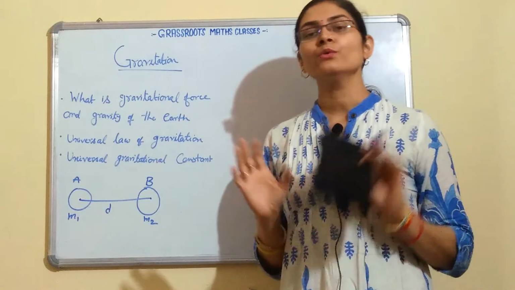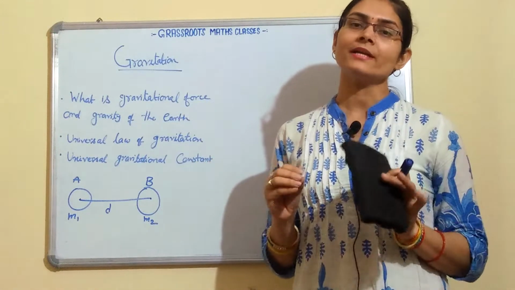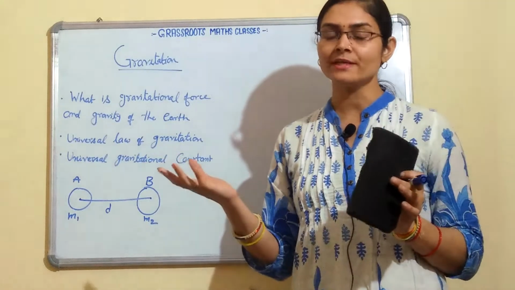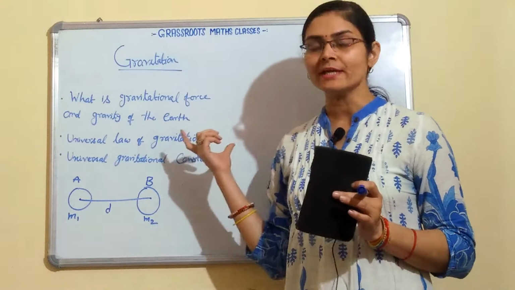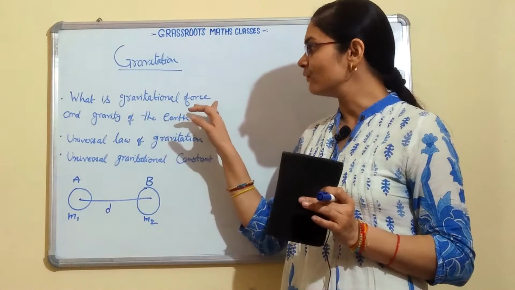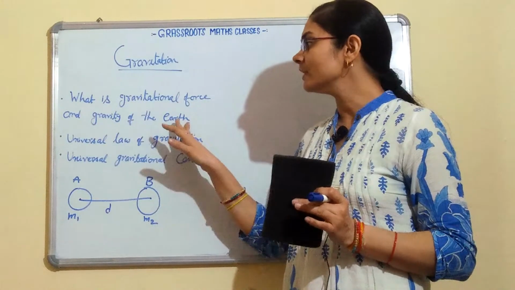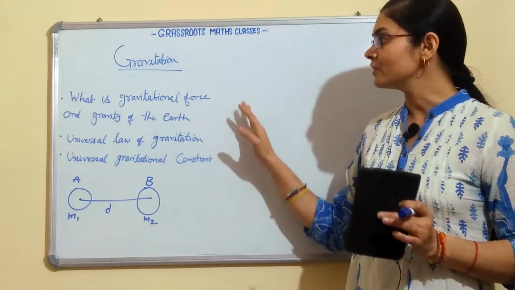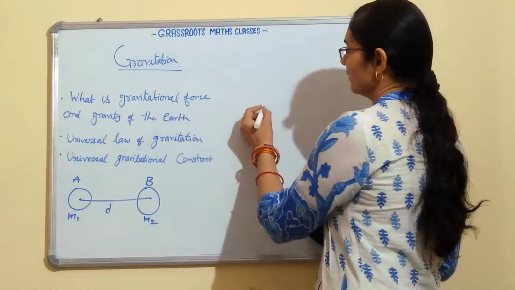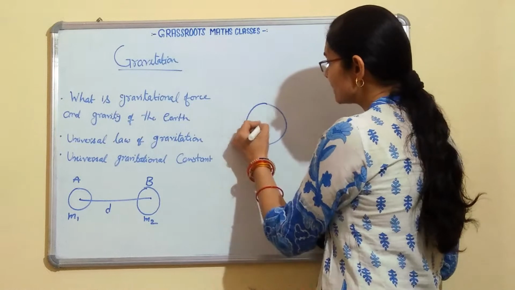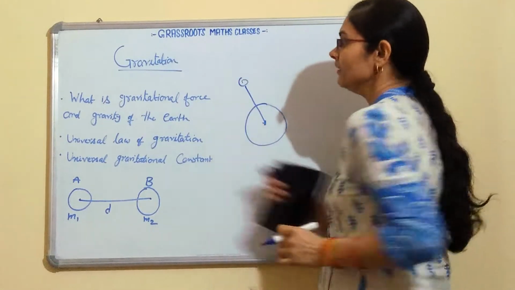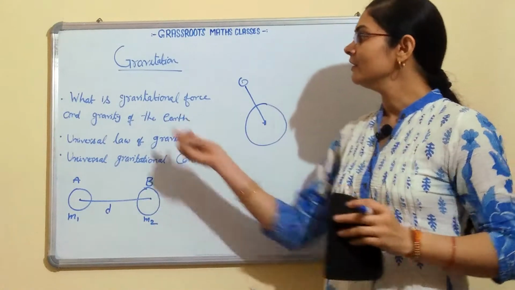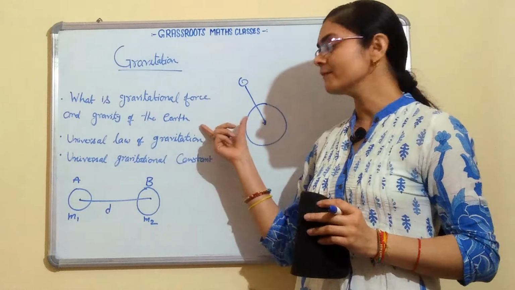We know in the universe, every object attracts every other object. That means this force between these objects is known as gravitational force. And what is gravity of the earth? The force with which the earth pulls the objects towards the center is known as gravity of the earth or gravitational force of the earth.